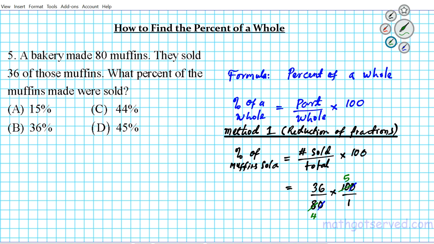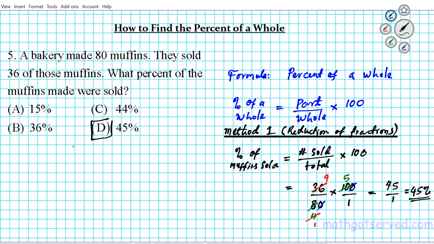4 and 36. Do they have anything in common? Absolutely. They have 4 in common, right? So we can divide top and bottom by 4. So divide 4 by 4, that's 1. Divide 36 by 4, that's 9. Nothing else to reduce. Multiply across. 9 times 5 is 45 over 1, which reduces to 45%. And there goes your final answer. The answer to number 5 is option letter D.